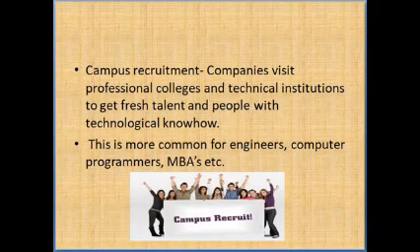Okay. Next is campus recruitment. In campus recruitment, companies visit the educational institution, and they select the fresh graduates from the institution and offer them a job. So this is common for engineers, computer programmers, MBAs, etc. So this is campus recruitment, means recruiting personnel from the educational institution.